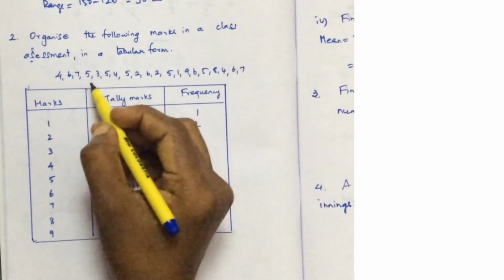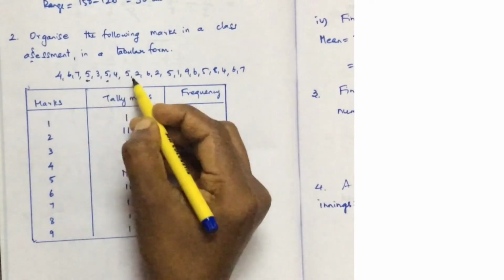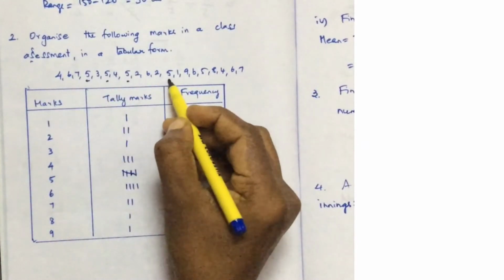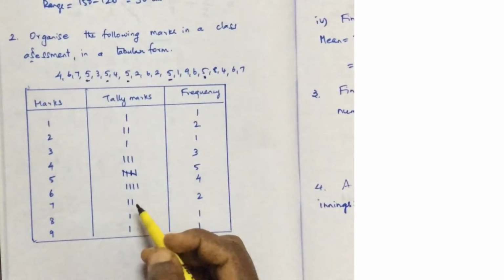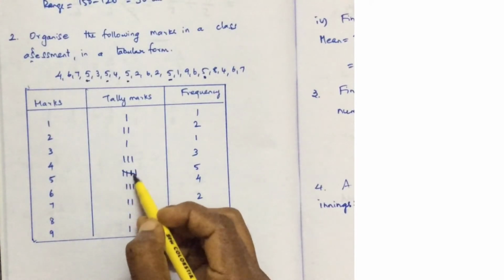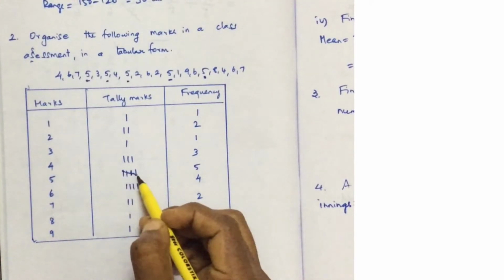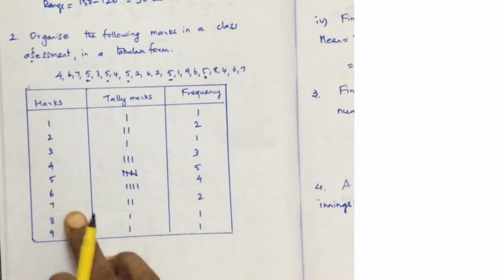If you see 5, 1, 2, 3, 4 and 5. Okay, so the 1, 2, 3, 4, and the fifth is crossed like this. For the fifth count, you have to make a cross. And this is for 6, 7, 8, 9.